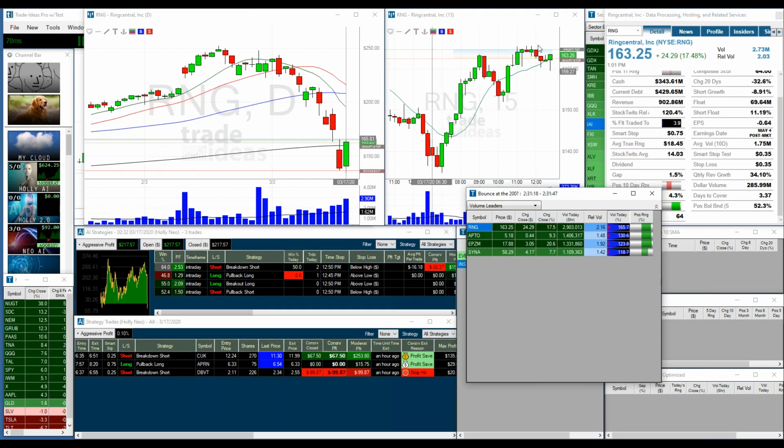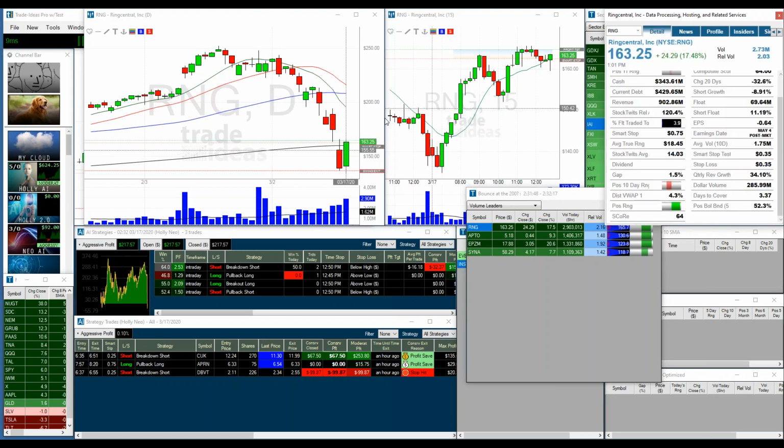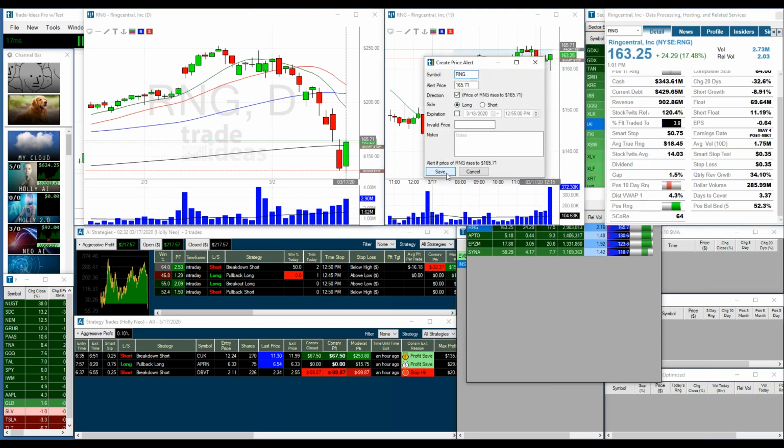So Ring, I like this. Is this that home? No, I thought that was Amazon that bought them. The front door Ring, is that them? Anyway, I like the chart. Let's put a price alert right above today's high. We'll add this to our mix tomorrow.